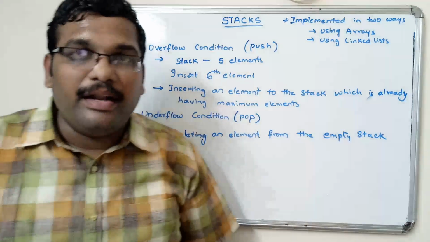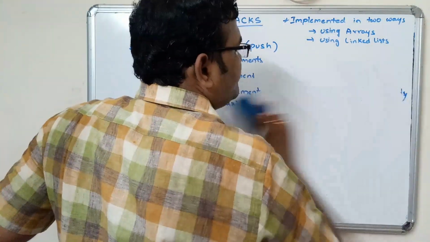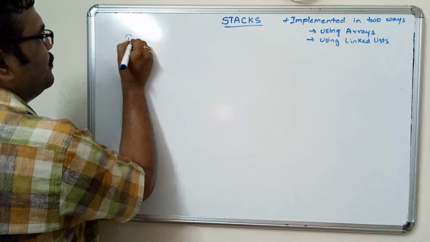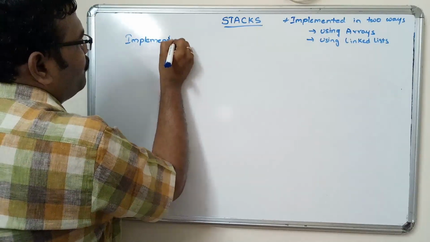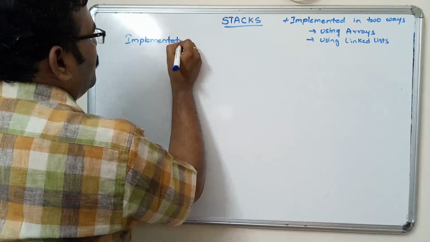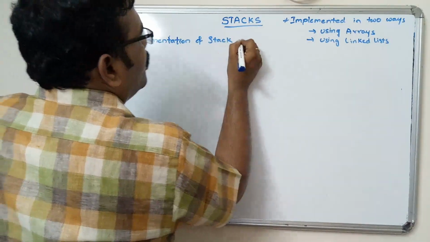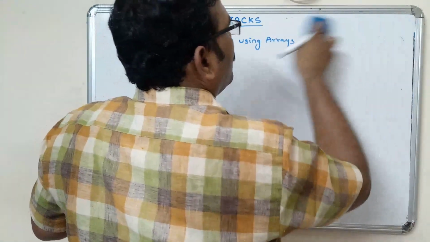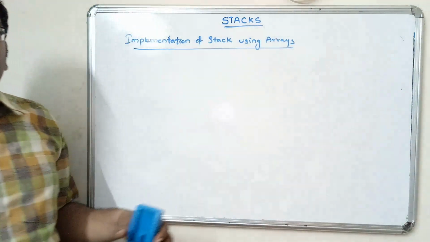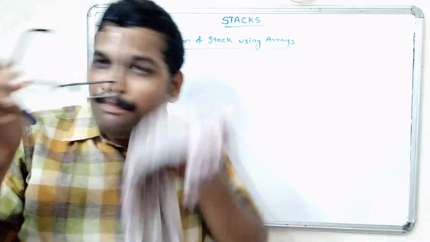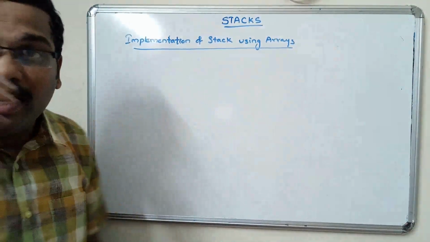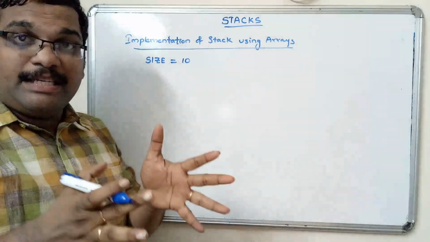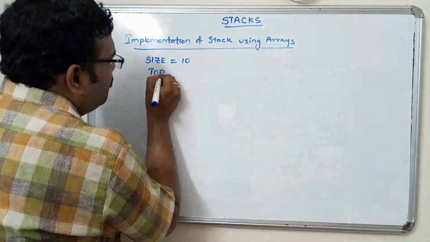Right. Now let us go with the direct functions push and pop. Implementation of a stack using arrays. So in this we need to give the size of the stack before starting the insertion, right? It is static memory allocation, so we need to give the size of the array. Let it be 10. That means a maximum of 10 elements can be inserted. And initially top is equal to -1.